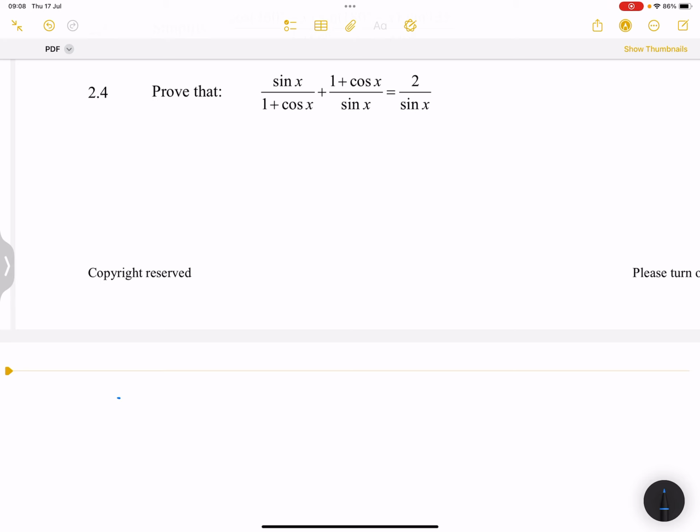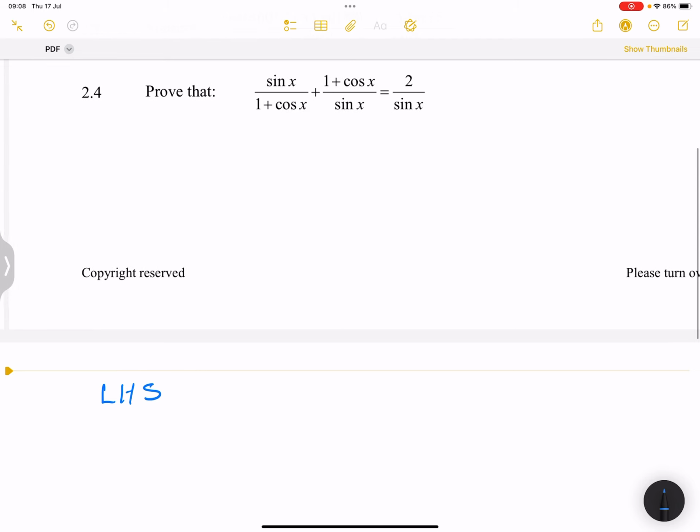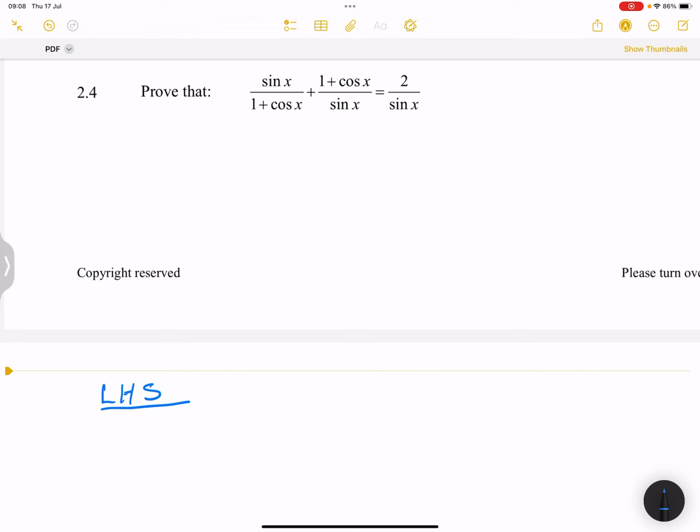So let's just copy that as quickly as we can, right? So I'm going to work on the left-hand side. In fact, I need to announce that. So I'm working on the left-hand side, right? There's nothing much that I can do with the right-hand side. There are no identities, square identities, or any fractions there that I can add, right? So let's work on the left-hand side.